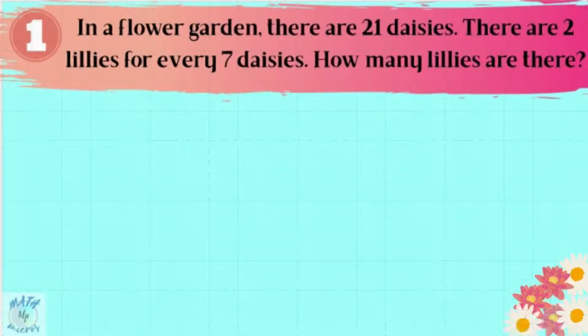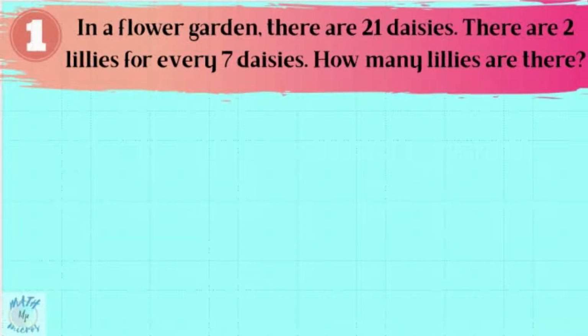In a flower garden, there are 21 daisies. There are 2 lilies for every 7 daisies. How many lilies are there? If you want to try on your own, please pause the video right here to try. Others, please stick around.